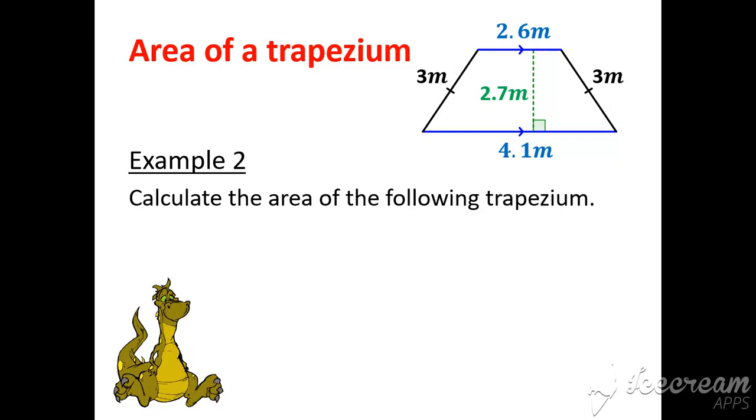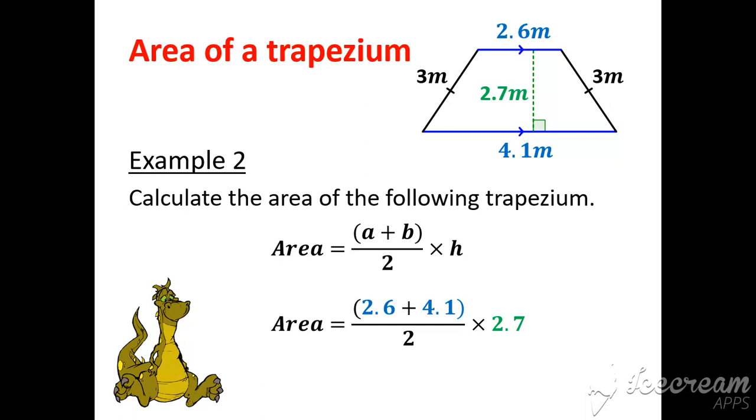If I was asked to work out the perimeter, the distance around the outside, I'd use the 3 meters and I wouldn't use the 2.7 because that's inside. But I'm not doing perimeter, I'm doing area. So area of a trapezium is just A plus B divided by 2 times height. So I'm going to go 2.6 plus 4.1 divided by 2, multiply it by 2.7.